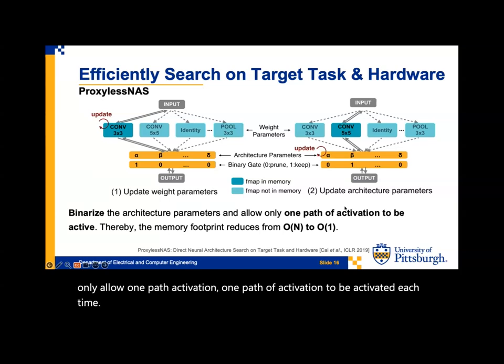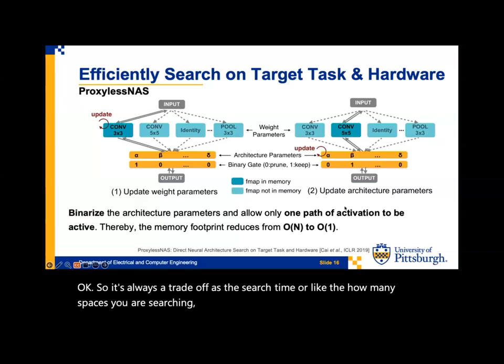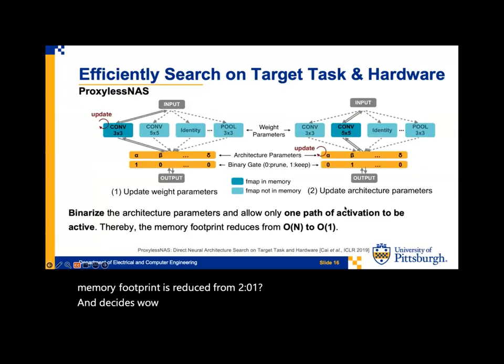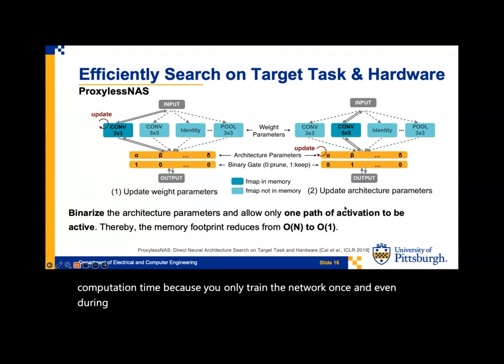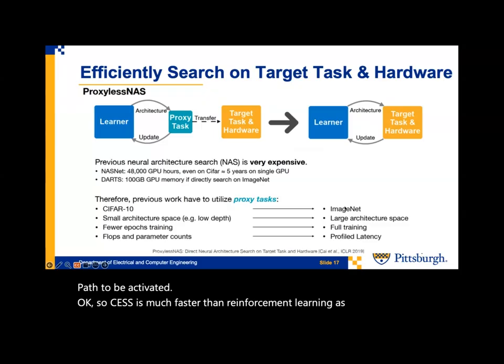So it's always a trade-off with the search time, or how many spaces you are searching, right? So it's trying to have a balance here. The memory footprint is reduced from O(n) to O(1). And with this way, you can significantly reduce the computation time because you only train the network once, and even during the training, you only allow one activation path to be activated. So it says it's much faster than reinforcement learning as well as the original DARTS.